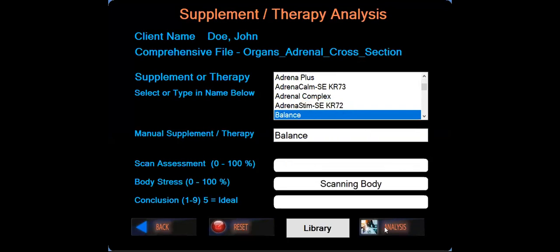Now, taking a look at the list, just to remind everybody, here's how this looks as far as the assessment. The scan assessment from 0 to 100 is going to give us a percentage. This is the amount of benefit gained or benefit to that system from taking that supplement. The middle bar, body stress, also expressed as a percentage, would be any kind of side effect, difficulty, digestive stress, respiratory stress, anything that might cause the body some extra work that's involved in going through the process of taking whatever that remedy happens to be.